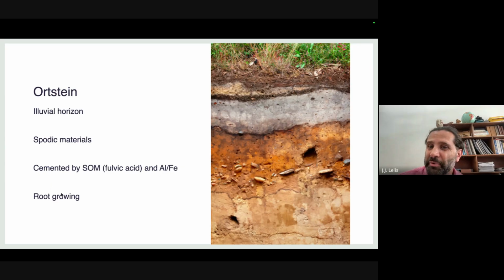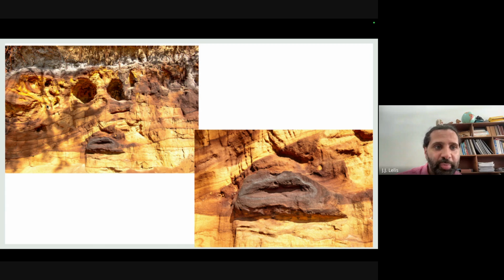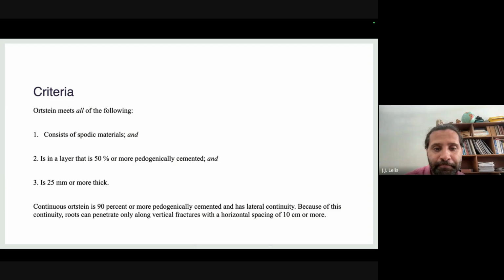So you cannot see roots growing through an ortstein, okay, as you can see here and even here. These two photos express an ortstein, okay? So they are similar to rocks, but they are not rocks, okay? So you can see here the E horizon and below it the ortstein, a section of the soil that registers spodic materials, but cemented, okay?